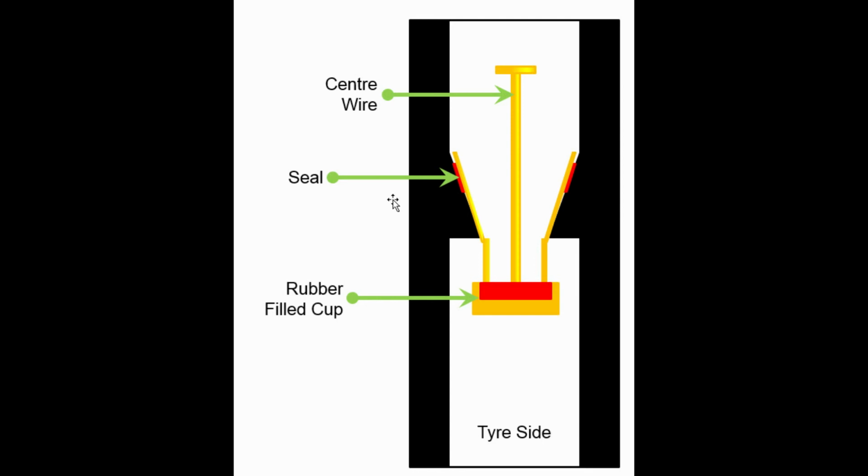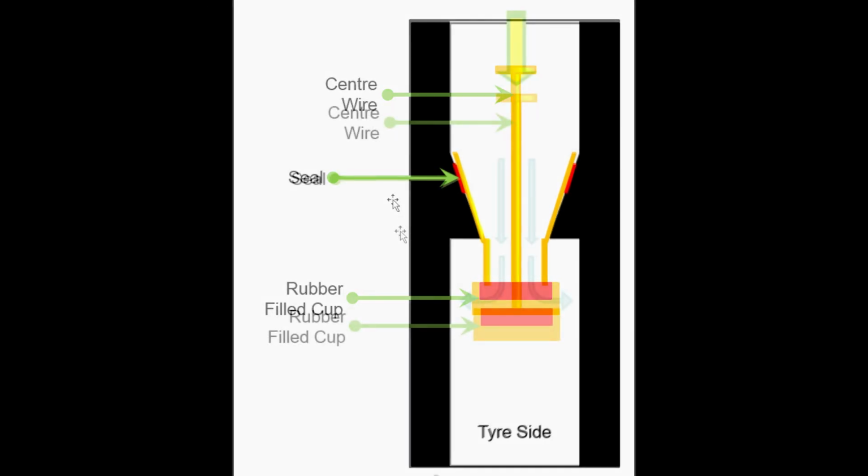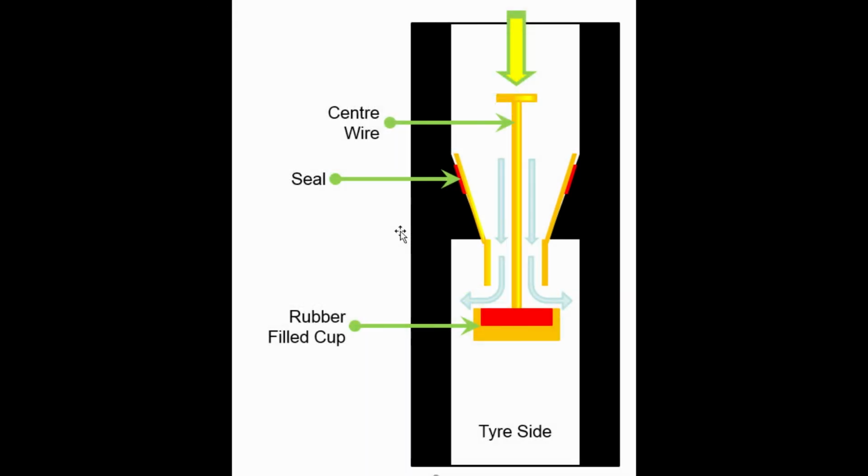This in turn pushes a rubber-filled cap off of its seat. This allows compressed air to enter the tyre and inflate it. It can of course also be used to deflate the tyre if the pressure is too high.